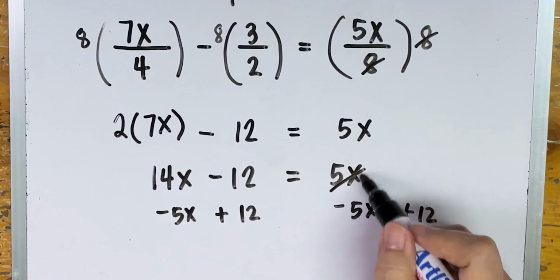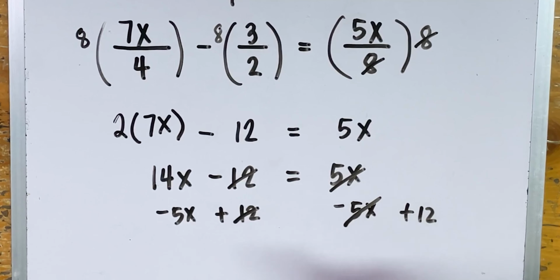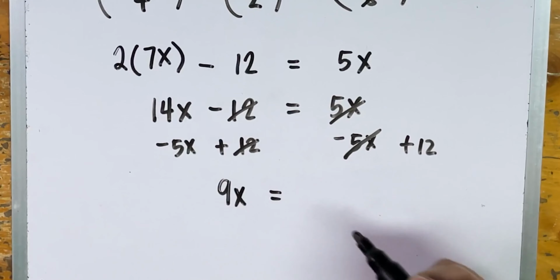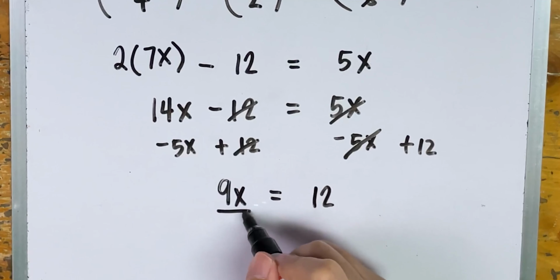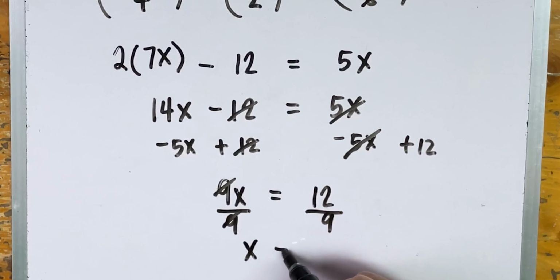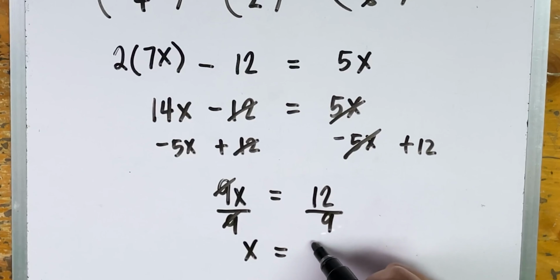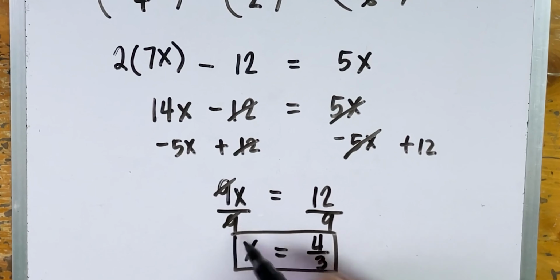Once we do that, we eliminate 5x on the right side and also negative 12 and positive 12 on the left side. We subtract 5x from 14, so we have 9x equal to 12. Divide everything by 9. So our x is equal to 12 over 9, or if we reduce that, we divide everything by 3, we have 4 over 3. And this is our final answer.